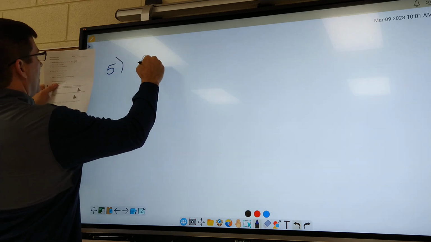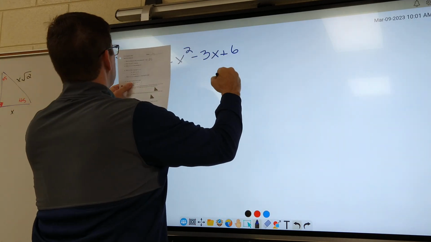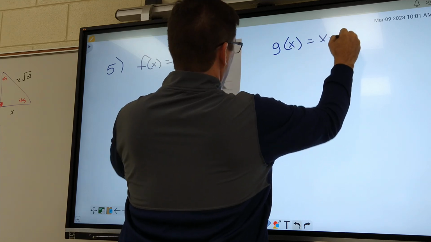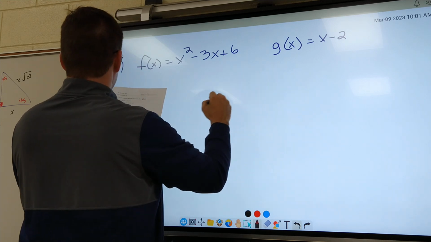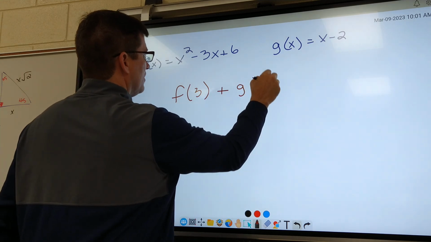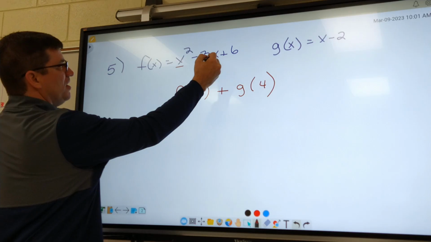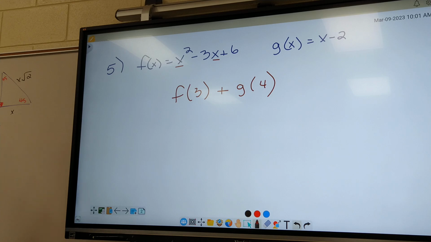Number 5, we got f of x, x squared minus 3x plus 6. We got g of x. All right, this one's really easy. Look at it. It's asking us to find f of 3 plus g of 4. Any suggestions? What do we do first? Matthew, you watching? Anybody got a suggestion? Yeah, plug the 3 in here and here. Put it in your calculator. Tell me what y'all get.